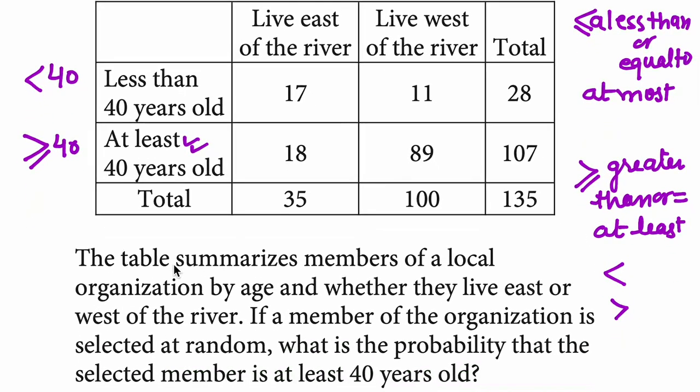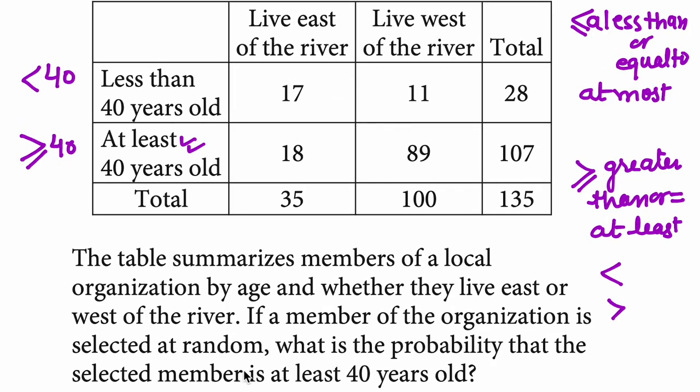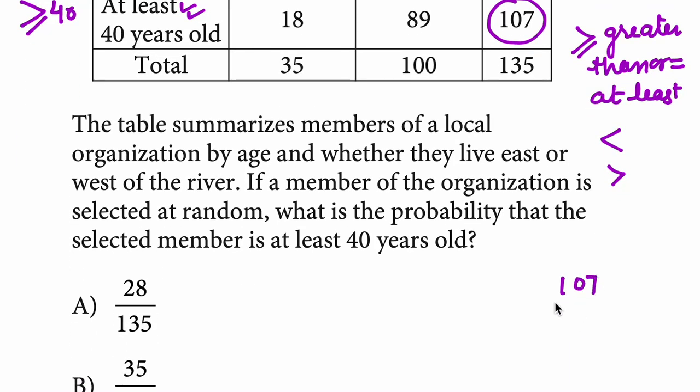Now, the table summarizes members of a local organization by age and whether they live east or west of the river. The first one is east and the second one is west. What is the probability that a selected member is at least 40 years old? The probability asked here is at least 40 years old. It's not given that they must be from the east or west. So that means the total of at least 40 years old is required. So it is 107 over 135, which is the top total.